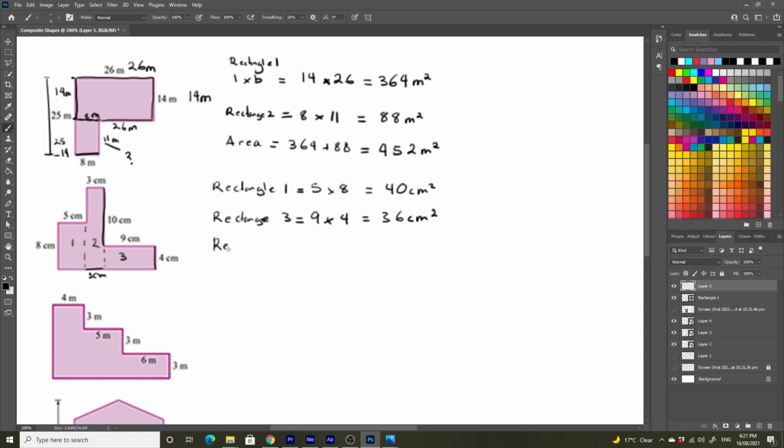So rectangle 2, put an L there, is equal to 14 times 3, which is 42 centimeters squared. Now if we add these all together, we should get 118 centimeters squared. So area equals 118 centimeters squared.